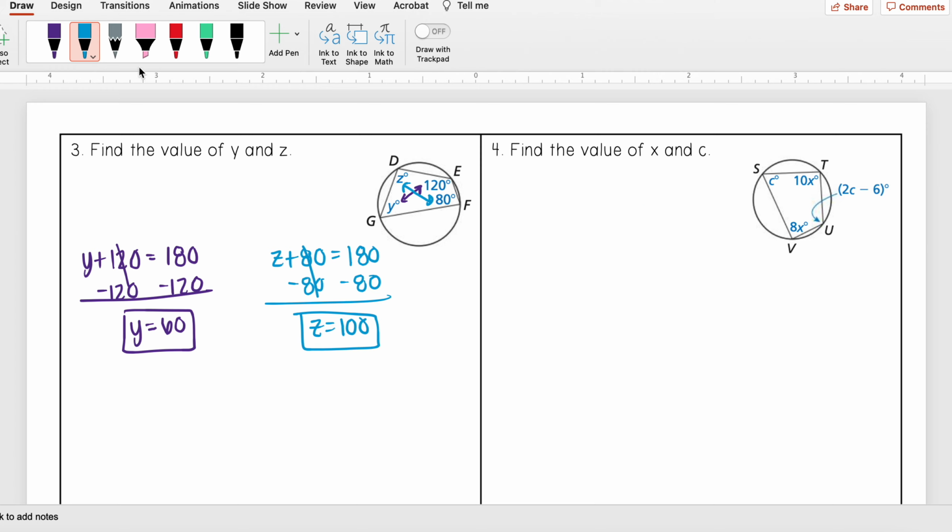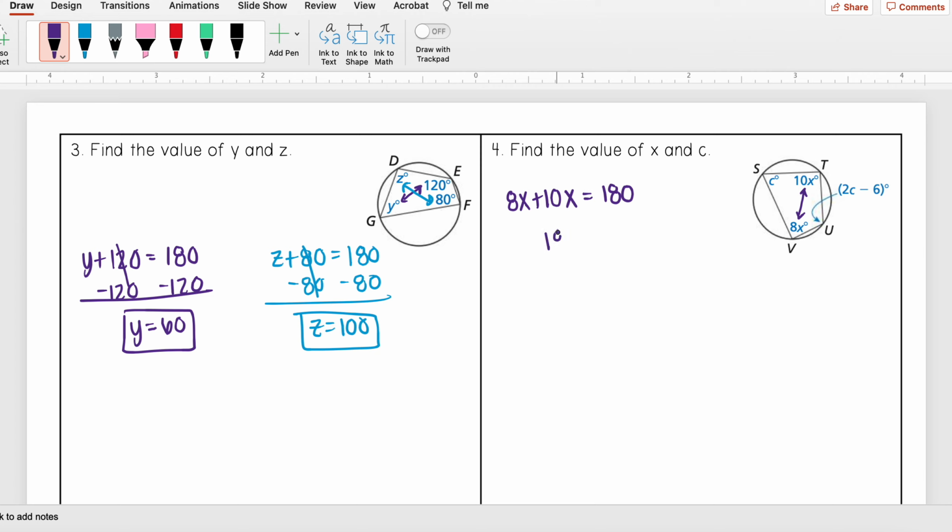Okay, let's try another one. Here, again, I see I have a quadrilateral that's inscribed in this circle. I want to find the value of x and c. And I know from my theorem that opposite angles are supplementary. So that means my opposite angles add up to being 180. I want to start with x, and so I see angle V and angle T are opposite angles. And so that means that 8x plus 10x is equal to 180.